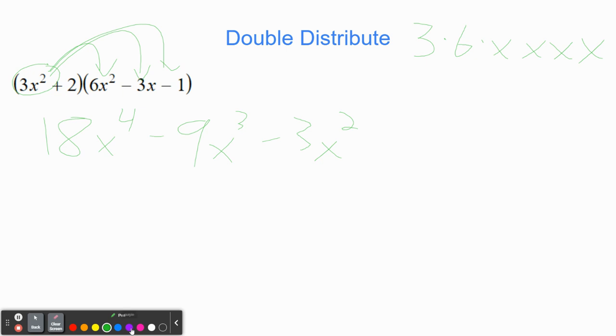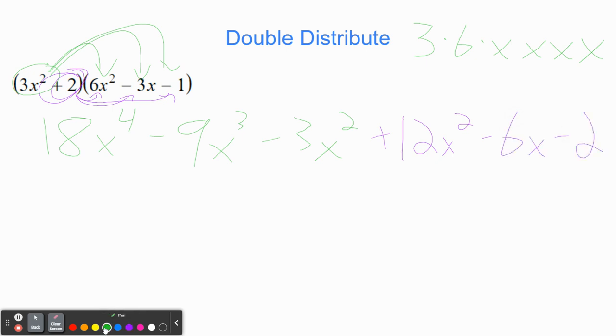All right, let's go to the second part there. The 2, if we did FOIL, we would do it this way. Either way, we're still distributing that 2 to everything you see. 2 times 6 is going to be 12, and then x squared. Where there's no variable attached to it, it does go a little quicker in my mind. 2 times negative 3 would be negative 6x. 2 times negative 1 is minus 2.